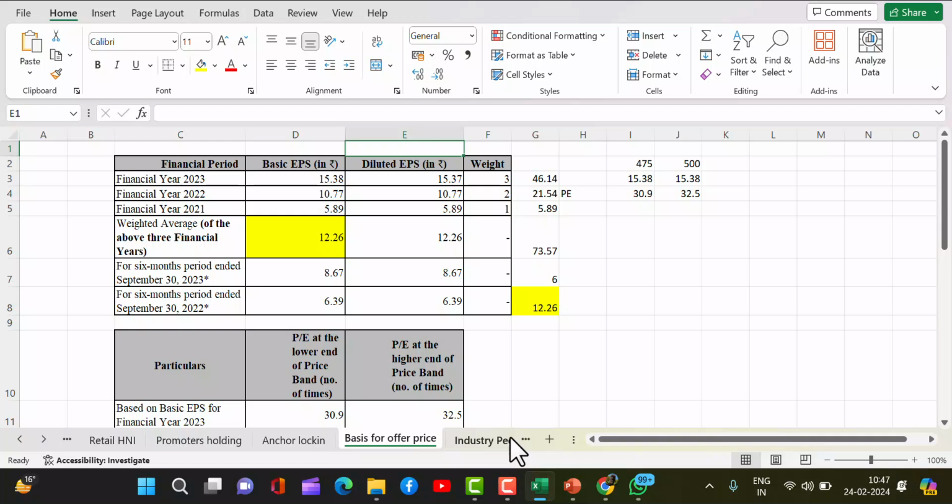So actually, just to explain again, there are a number of shares issued by the company. So that is the basic. That's the number of shares the company has issued. Now, some shares the company has not issued, but they have given some rights to certain people that they can go for the shares, like ESOPs.